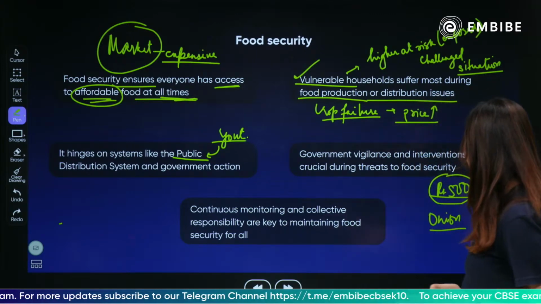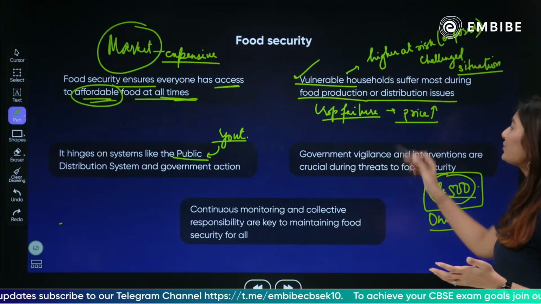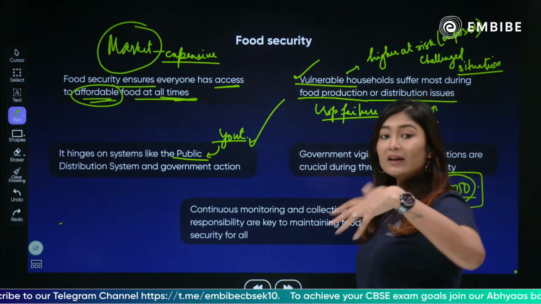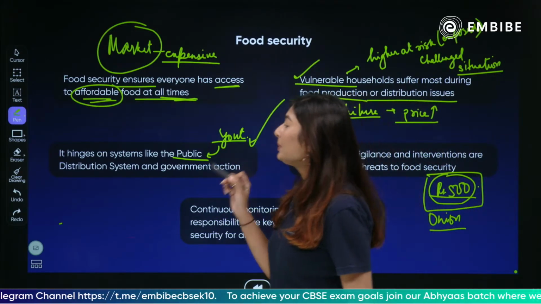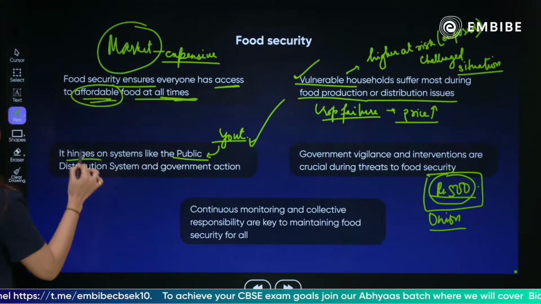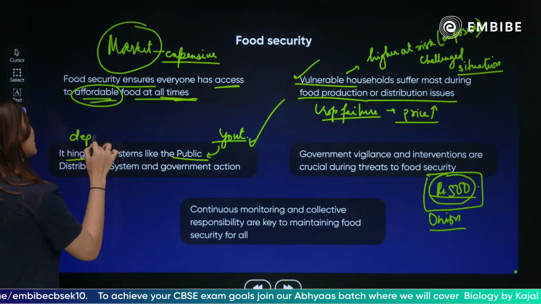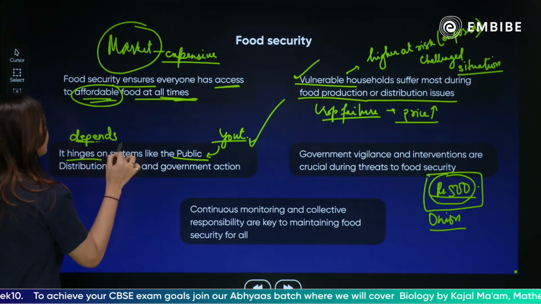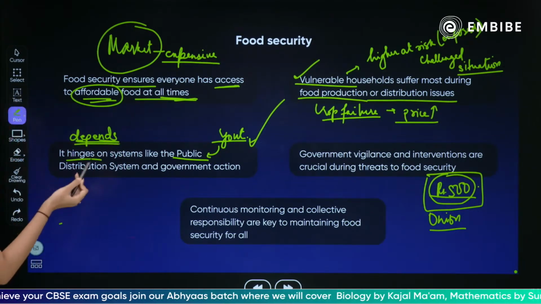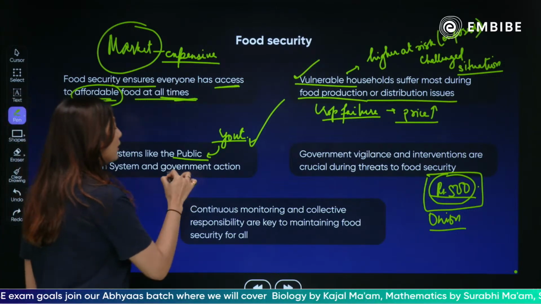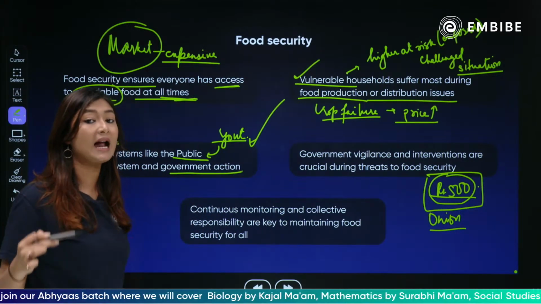But when there is a shortage, whenever there is a problem, naturally they are always dependent on them and they will also suffer, right? So it completely hinges. What do you mean by hinges? Depends. It hangs on. It depends on. It is very, very dependent on the public distribution system and government action. How the government handles this situation.